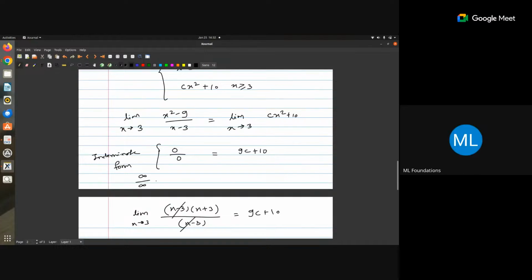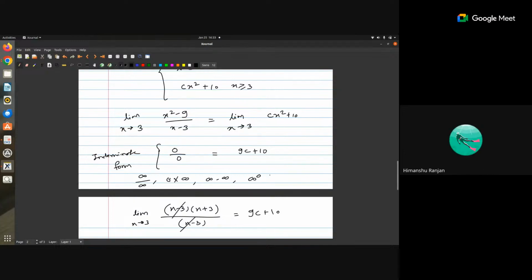0 by 0, infinity by infinity, 0 into infinity, infinity minus infinity, infinity to the power of 0, 1 to the power of infinity. 1 to the power infinity is not there, I guess, because 1 to the power infinity is 1, right? Anything other than infinity is 1.